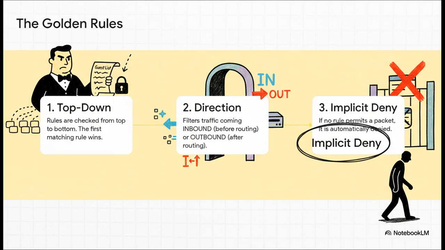Second, direction matters. The bouncer can check people as they're coming in or as they're going out. Checking on the way in, that's called inbound, and it stops threats before they ever set foot inside. Checking on the way out, or outbound, controls what your already trusted guests can do.